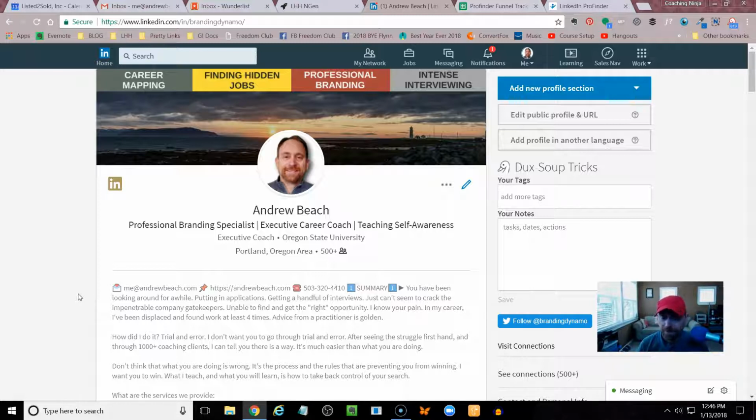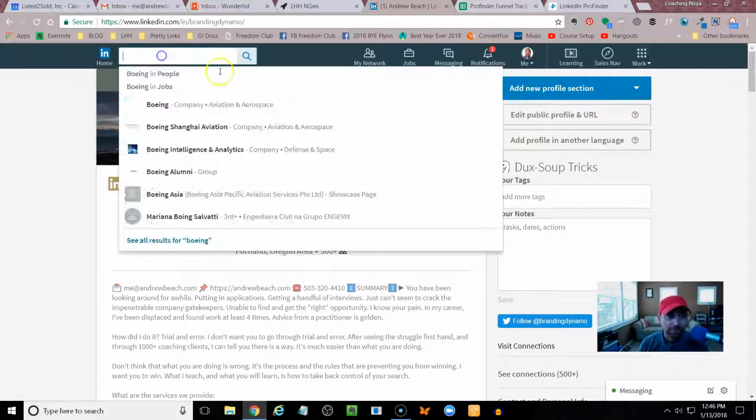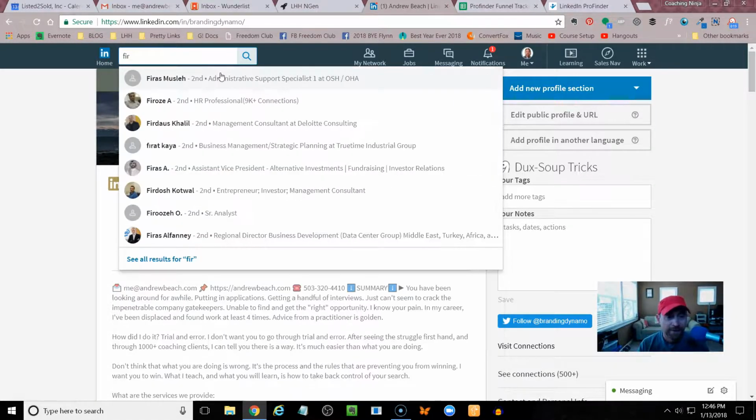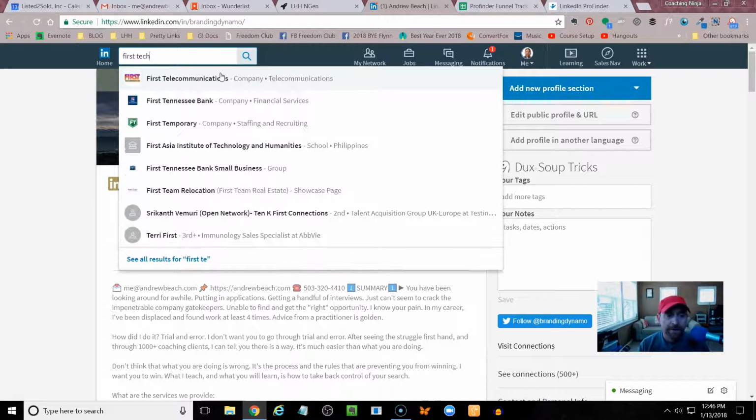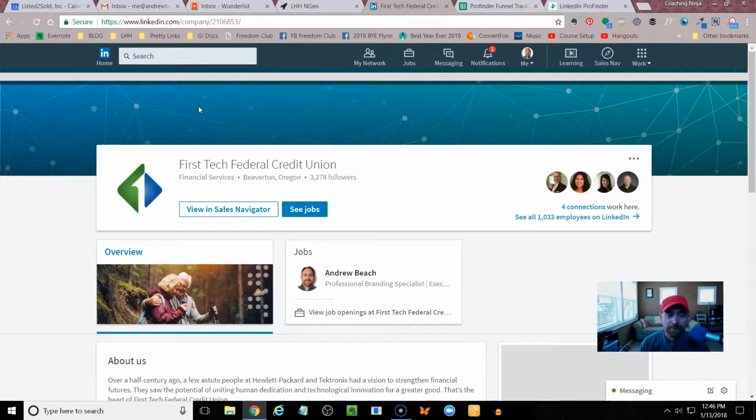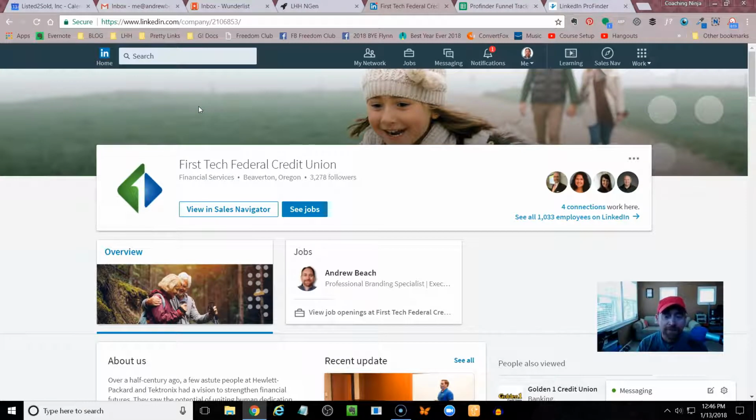So here's how it works. We go into LinkedIn and we'll just type in, say, a company name. In this case, there's a credit union near me that I'm very interested in. They have a new location opening here. They're opening a new headquarters, at least in Oregon, and I'm very interested in connecting with people at this company. You can see on their page here, First Tech Credit Union has over 1,000 employees here on LinkedIn. And so this is one of my target companies.